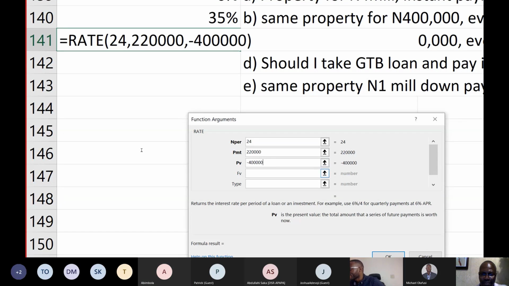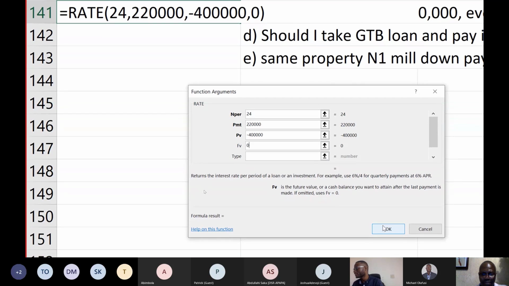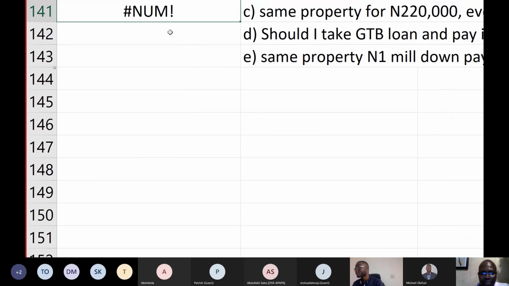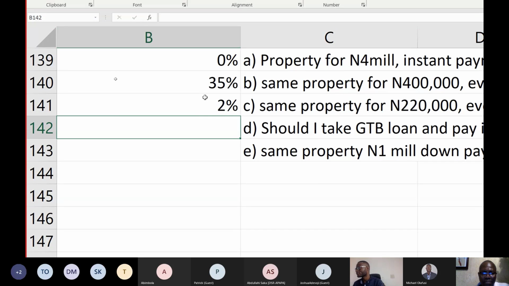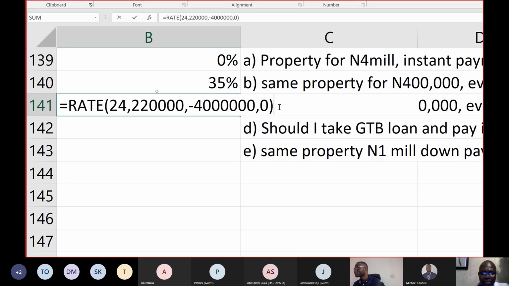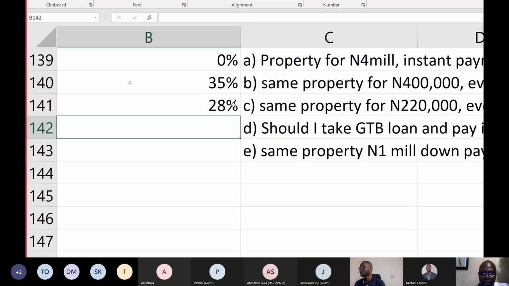Yes. Then the FV is at the end of the period, I should have paid everything, so I should be owing 0 naira. So if I do this, it's going to tell me what rate this comes to. So I've done something wrong. It's 4 million, I wrote 400,000. So this one says it comes to 2%. So this is even cheaper than the 400,000 every month. So this I multiply by 12, and this is coming at 28%.